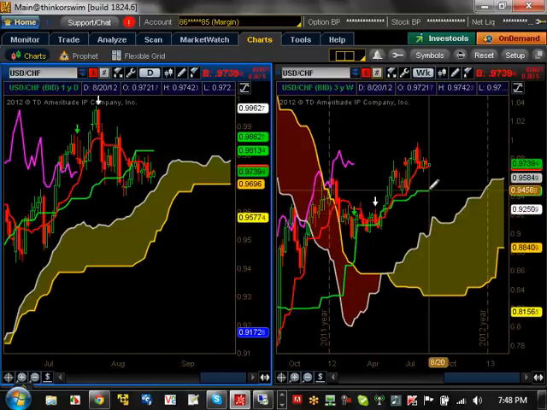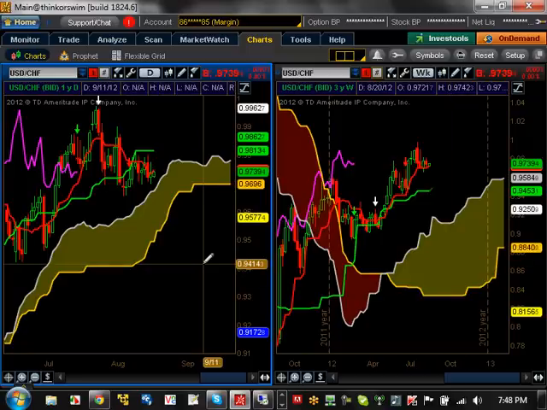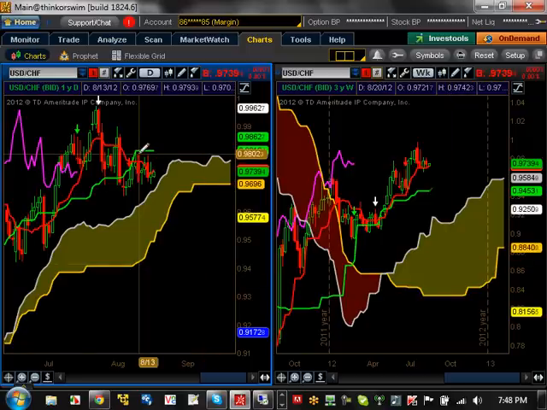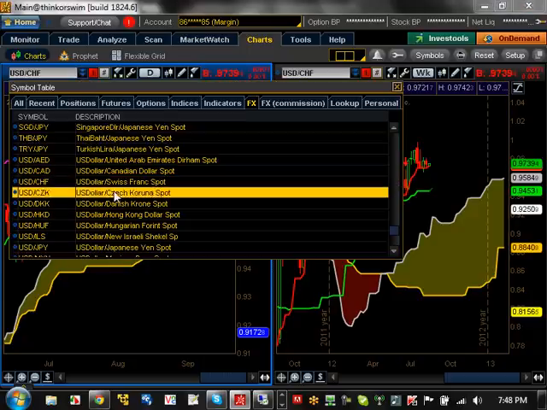We're kind of at a minor support level right now on the US Switzy. Major support level is going to be 94.53. Resistance is going to be basically 98.13 moving forward.